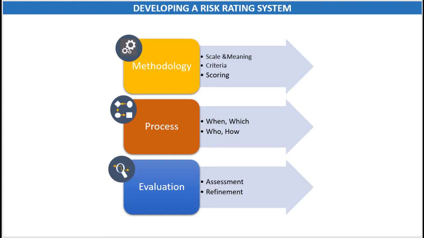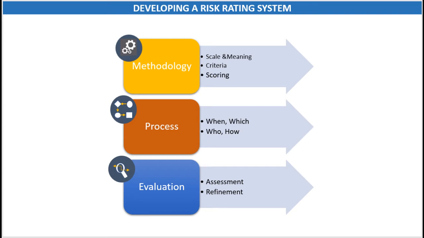While we're determining the methodology, we need to think about the scale and the meaning, the criteria, and the scoring model. The scope and scale of a credit risk rating system will depend on the diversity and the complexity of the commercial loan portfolio. The criteria used to assess risk could depend on general credit risk criteria as well as sector-based indicators. The scoring system would typically incorporate quantitative and qualitative factors.